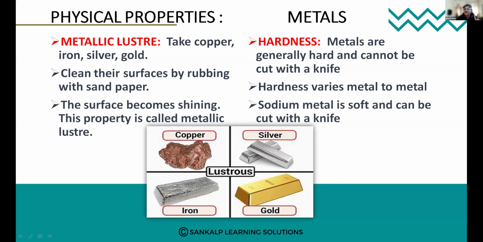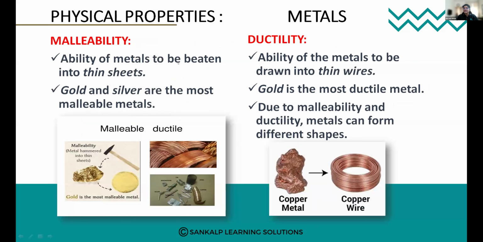So we have seen two physical properties. Metals have a shiny surface, and that property is called the metallic luster property. And secondly, metals are very hard, and this hardness differs from one metal to another. Next property. Is it clear up to here?